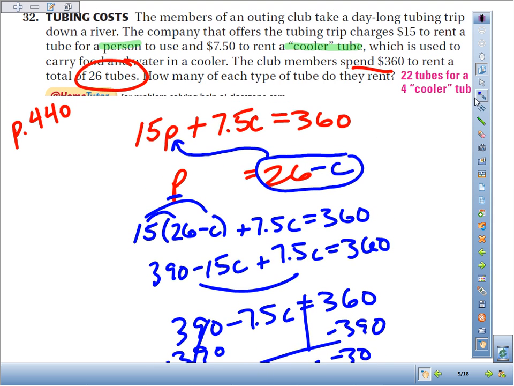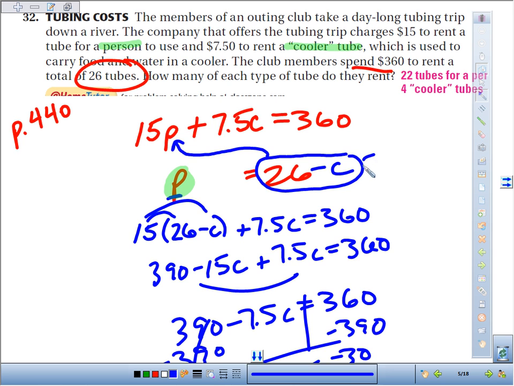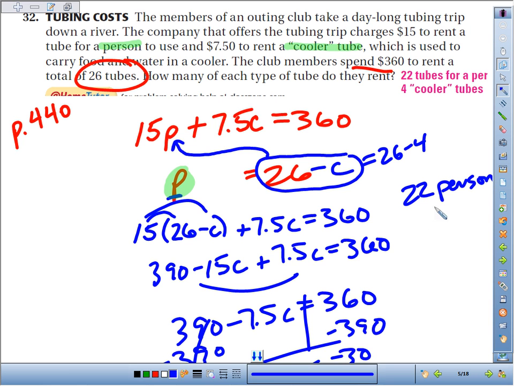If I want to find the number of person tubes I rented, remember here's an equation. You go back to one of your original equations. Person tubes is 26 minus cooler tubes. So 26 minus 4, we got 22 person tubes and 4 cooler tubes.